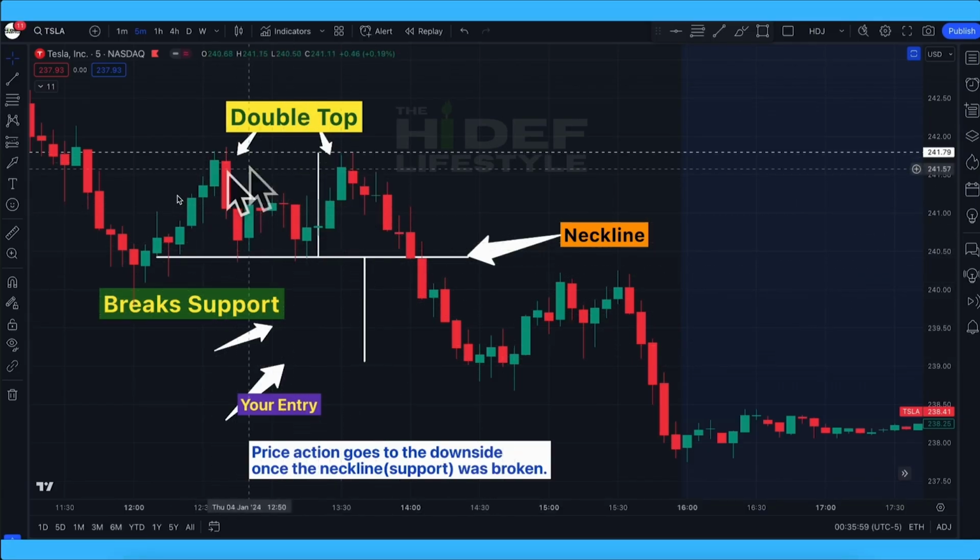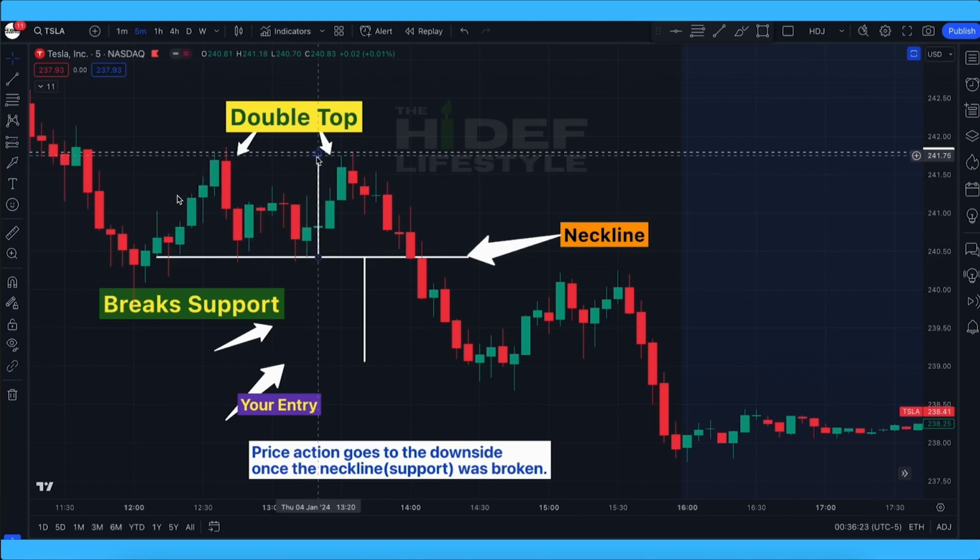What I did here, as you can see, we have our double top, and all I did was I drew a line straight across from the first peak to the second peak. Then I took my line tool and I drew the line from the peak of the double top down to the neckline. So that gives us the distance that we're going to need.